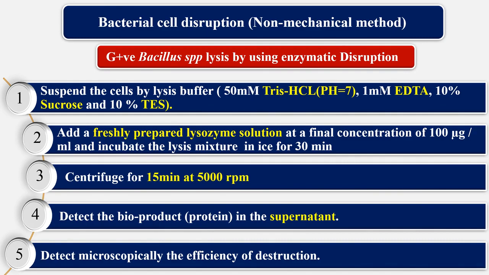Then centrifuge for 15 minutes at 5000 rpm. Detect the byproduct protein in the supernatant. Detect microscopically the efficiency of destruction.